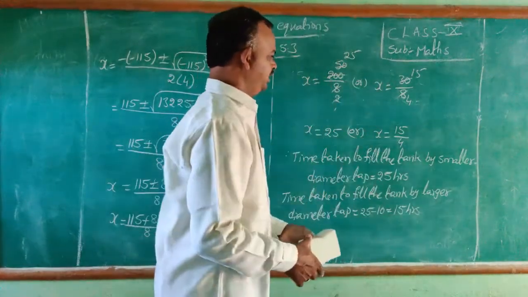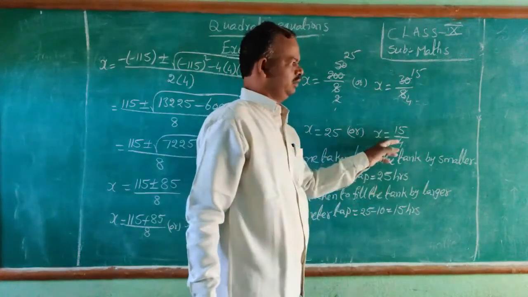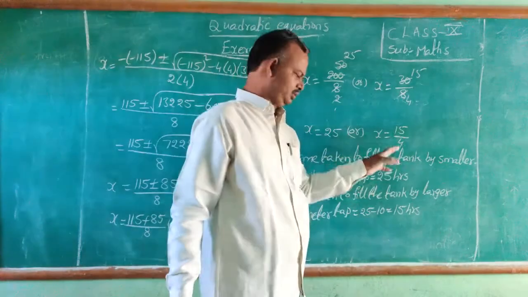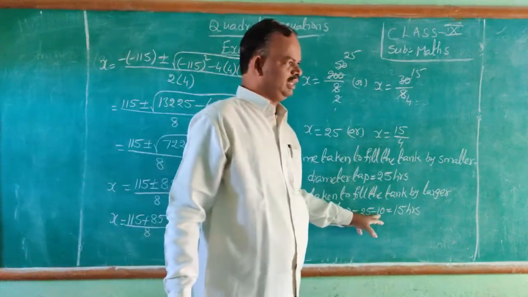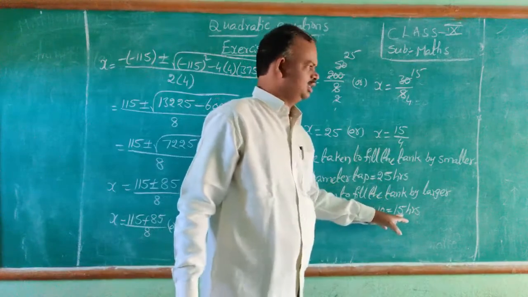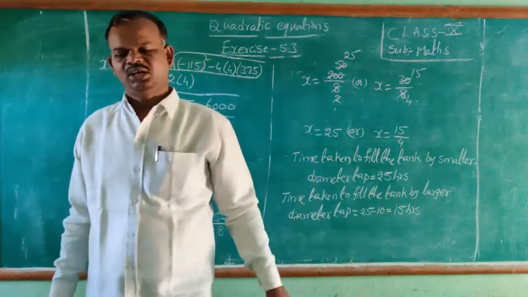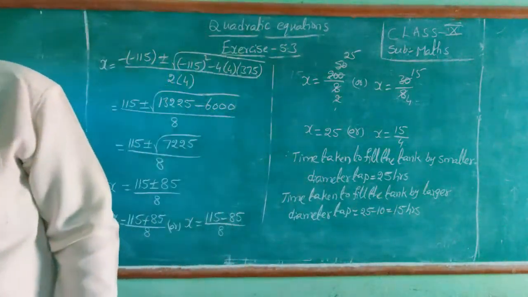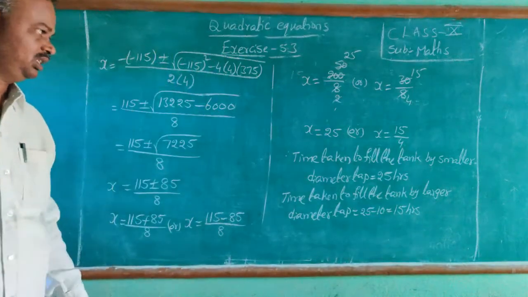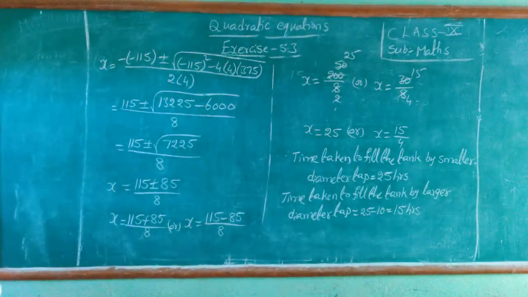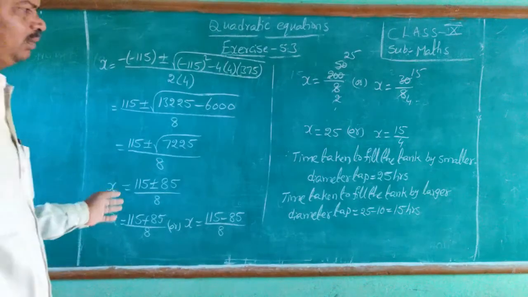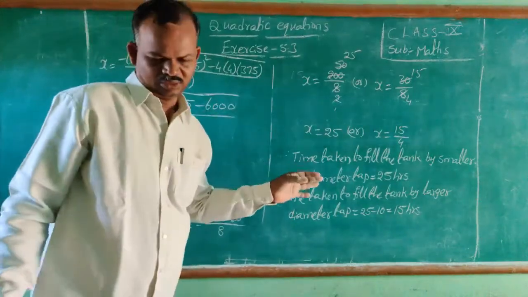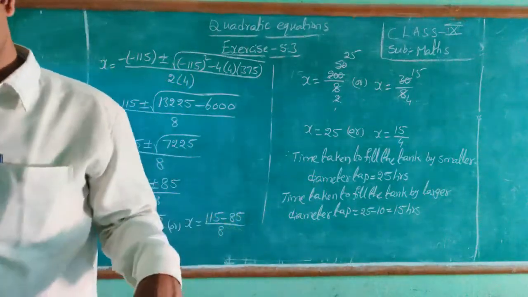In case we take 15 by 4, that means 3.75, 3.75 minus 10 gives a negative value. It is not possible. So we are taking only the larger value. That means x is equal to 25 hours. It is an important sum for 4 marks. Very important.